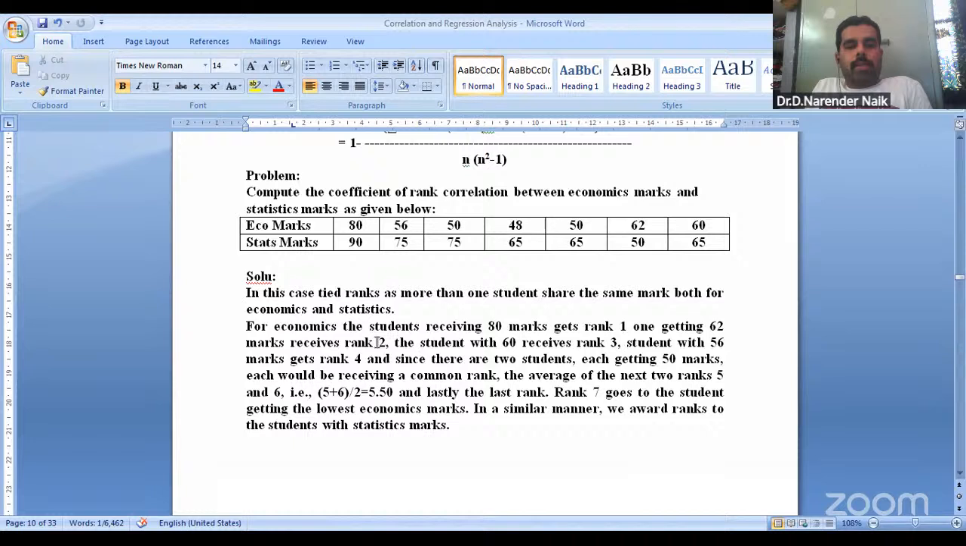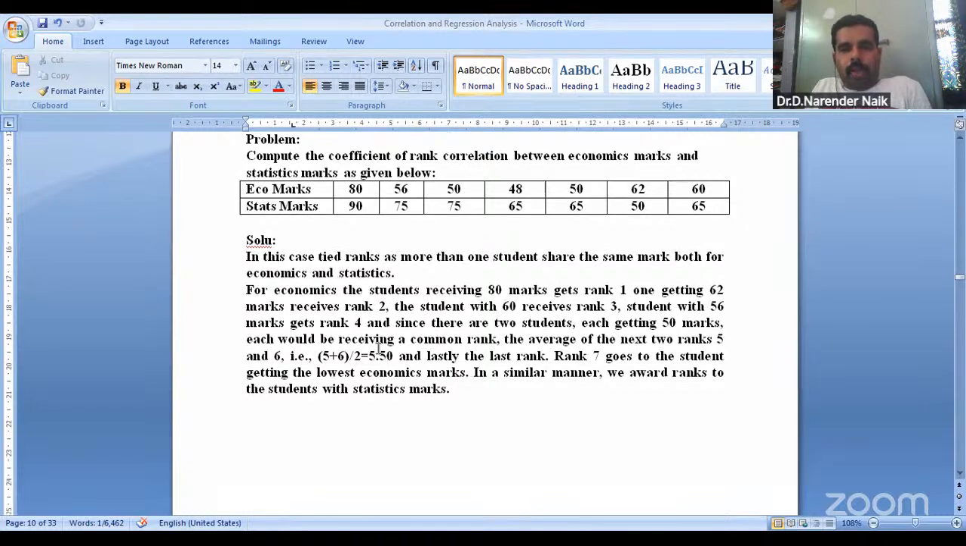So in this case, there are tied ranks, where more than one student shares the same marks both in economics and statistics. So you observe carefully what happens in a classroom: a number of students are there and the competition is huge. Then the chances are there to get the same marks by different students. For example, in the given question, economics marks are 80, 56, 50, 48, 50. See, 50, 50, we got two equal marks. Then 75, 75, 65, 65, again 65.